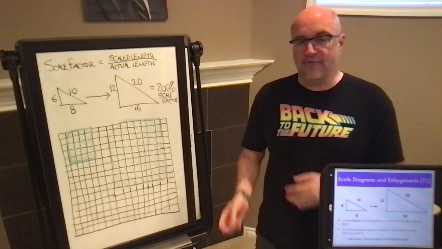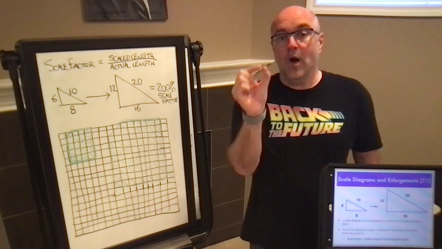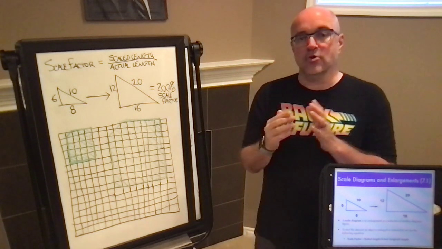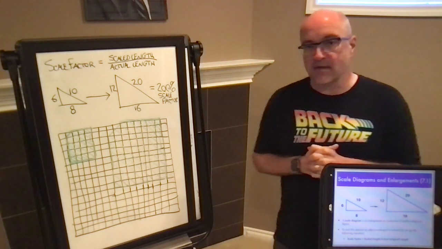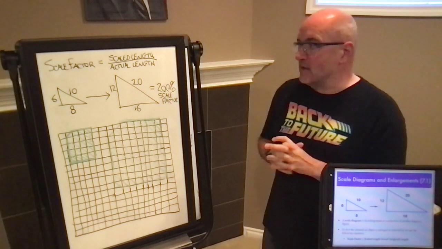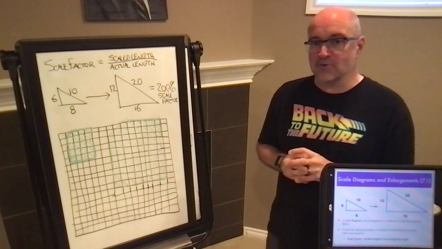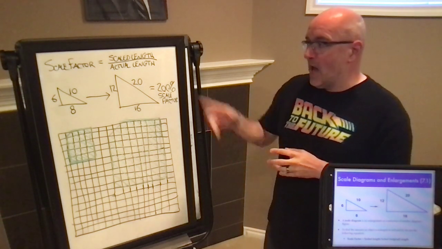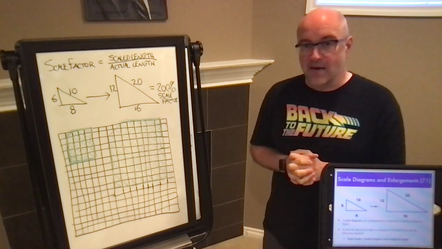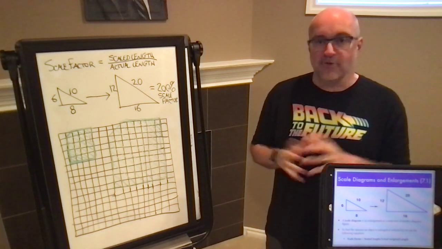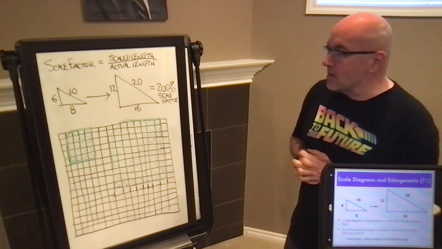So for example, if I had a bug that was 1 millimeter in size and I drew it to 10 millimeters in size, I would take my scaled length, which is 10 millimeters, divide it by 1 millimeter, which is the actual length of the bug, and I have a scale factor of 10, which would equate to 1,000%. And I'll get to that in a couple of seconds.